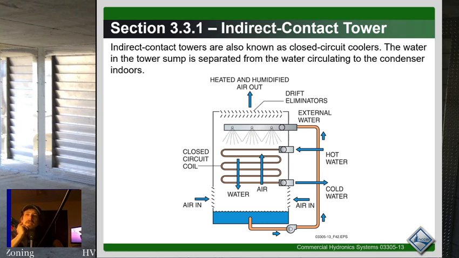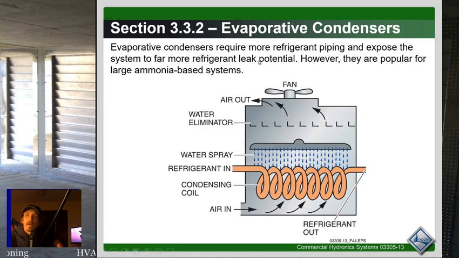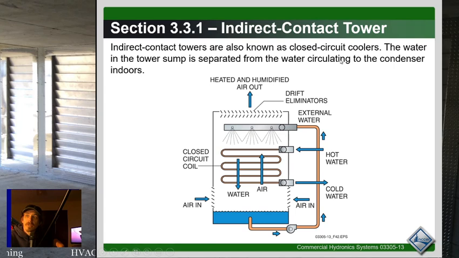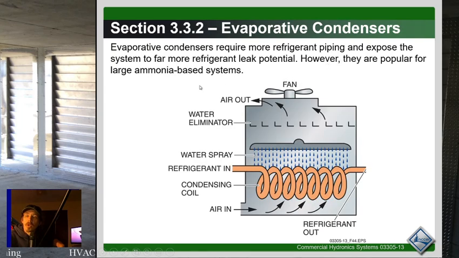The water in the tower sump is separated from the water circulating in the condenser indoors. Evaporative condensers require more refrigerant piping and expose the system to far more refrigerant leak potential. However, they are popular for large ammonia-based systems. This would be an evaporative condenser.